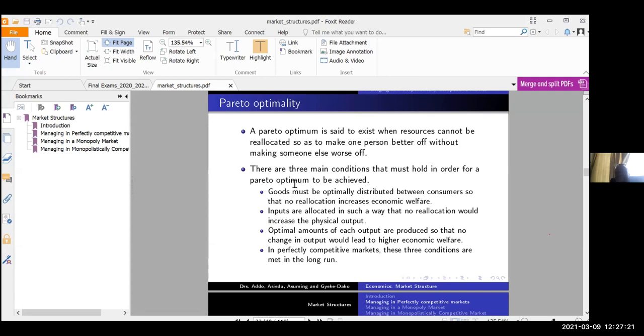All right, so goods market, we are saying that the first condition is that the goods market generates the efficient, optimal distribution of goods between consumers. Input market, inputs are allocated in such a way that no reallocation will increase the physical output. If you're a CEO and you are allocating different types of workers to the factory floor, to marketing, then you should allocate them in such a way that no reallocation will increase output. But if you can move more people into marketing, and that will increase your profit levels or your output, then the old allocation of people is not optimal.